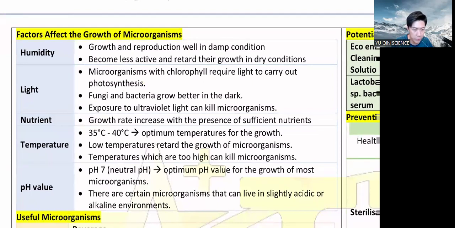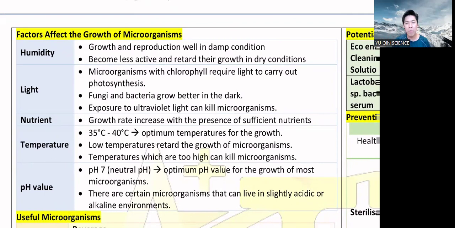So humidity, of course, everything needs water. Every living thing needs water, so everyone must grow under damp conditions. Dry conditions, they don't like. That's why in reality, we dry things, like dried fish, dried seafood, dried meat. All these microorganisms don't like it, so the food doesn't spoil so quickly. So we make use of the advantage.